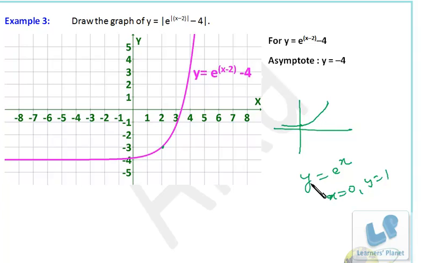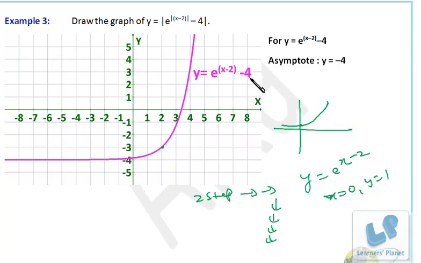And the value of y will never be 0 because e raised to x will never be 0, right? So the curve will be closer and closer to the x-axis, but it will never intersect the x-axis. That means y will never be 0. Now if we convert from x to x minus 2, the graph will shift 2 steps to the right hand side, as we can see over here. After that, if we deduct 4 from it, the graph will shift 4 steps downwards. Getting my point? So it's 2 steps right and then 4 steps down because of this minus 4.